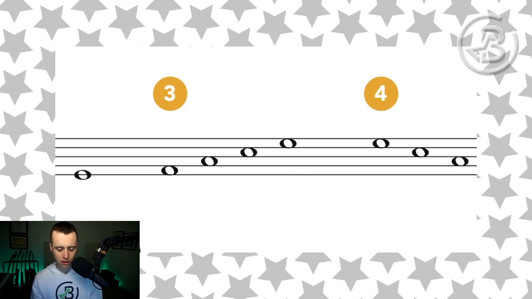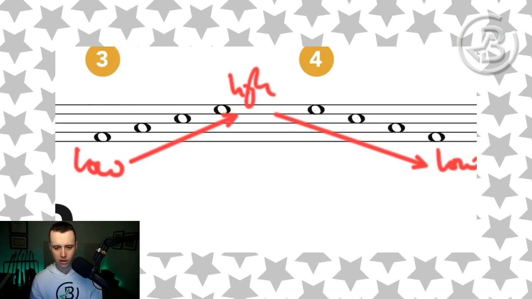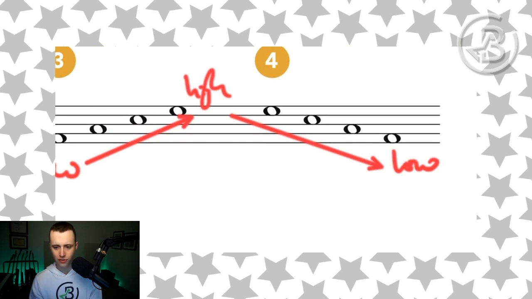Now let's look at some notes written in the spaces of the staff. Written in space 1, 2, 3, and 4. And again, we're going from low up to high. And then in the spaces from high down to low. So you have space 1, 2, 3, 4, space 4, 3, 2, 1.